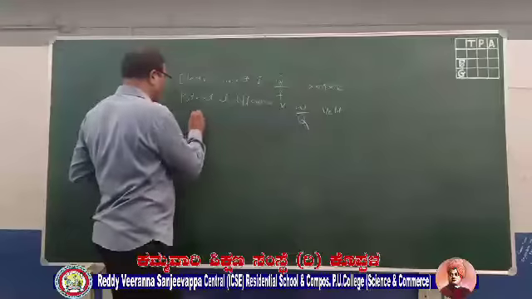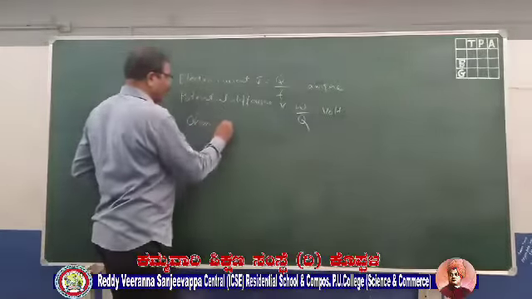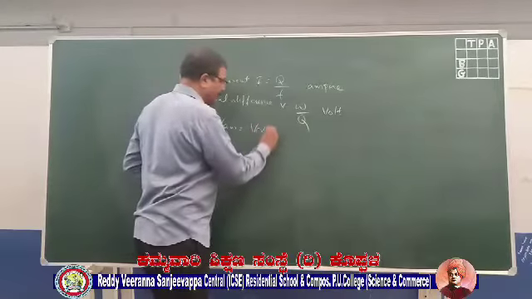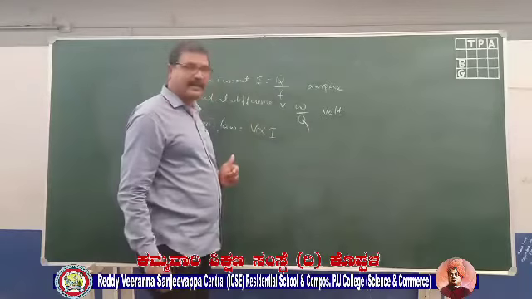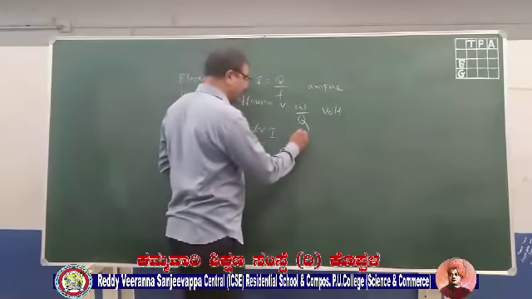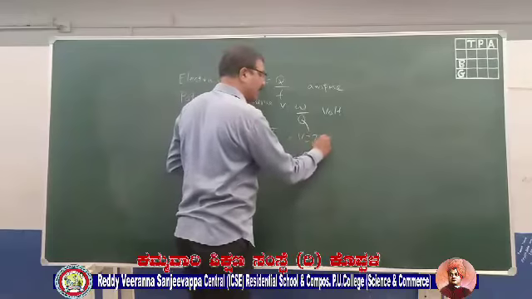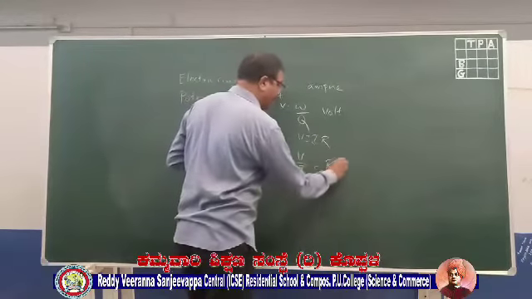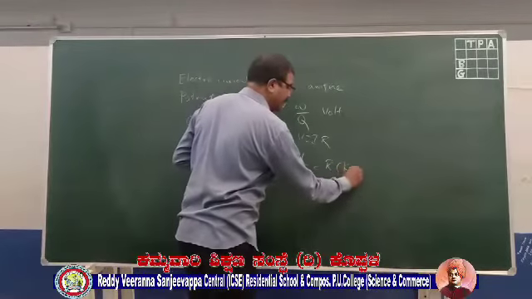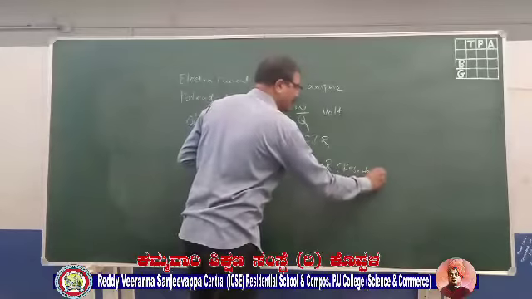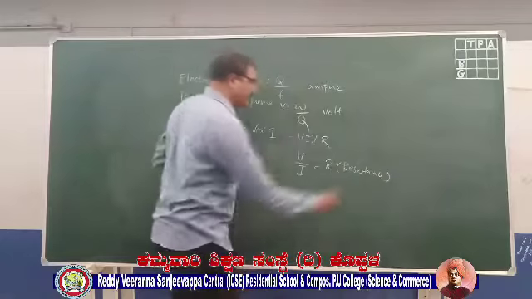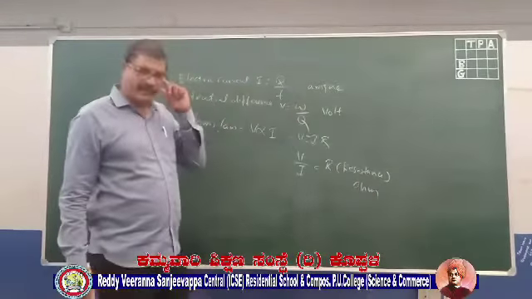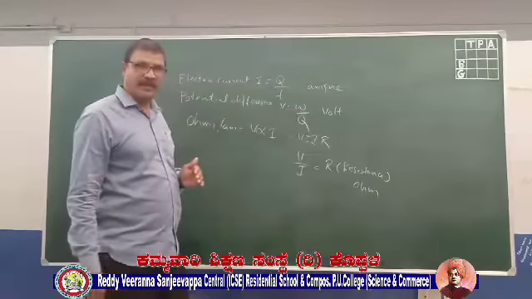Then we learned about Ohm's law. What is Ohm's law? The potential difference is directly proportional to the current flowing through the conductor. So when I remove this proportionality sign, I will get V is equal to I into R, or V by I is equal to R, where R is the resistance. And the unit of resistance is ohm.